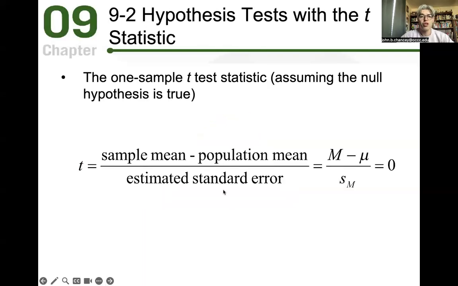So here's our equation again for conducting a one sample t-test. And if we assume that our null hypothesis is true, we would get a value of zero. Essentially, we're saying there is no difference between our sample mean and our population mean. There's no statistically significant difference between those two.